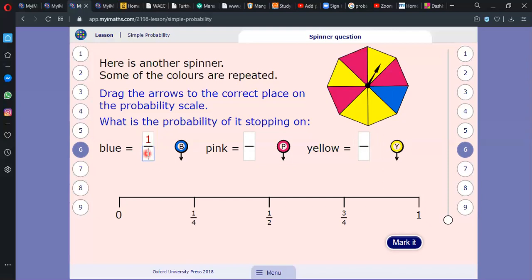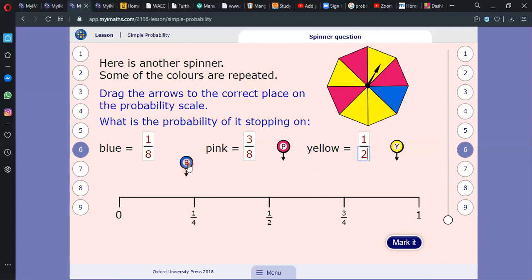Then out of how many altogether? 8. What is the probability that it's going to be pink? How many pinks are there? Okay, I'm going to put 3 pinks out of a total of 8. And the yellow, I have 4 yellow out of a total of 8. But please take note, guys, we always have to write in their lowest form. So 4 out of 8 can still be written as 1 over 2 when it is reduced to its lowest form.